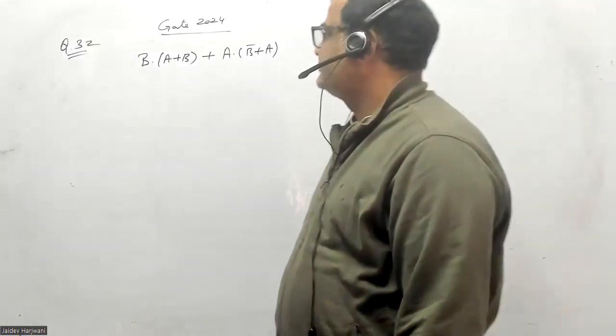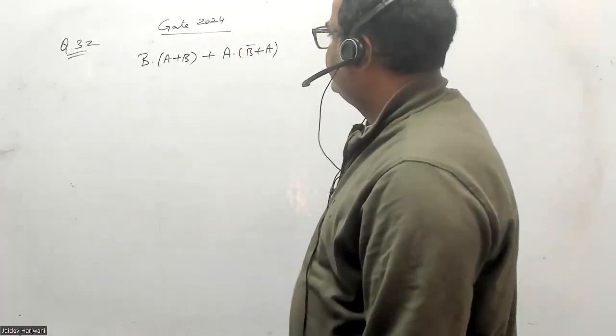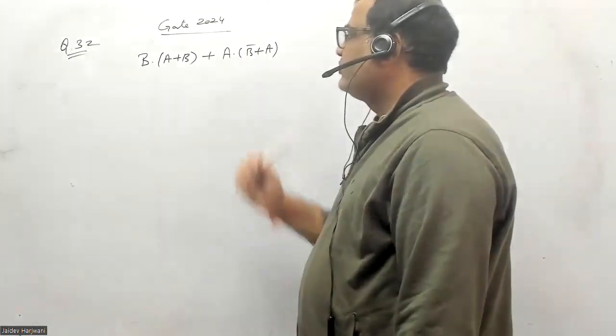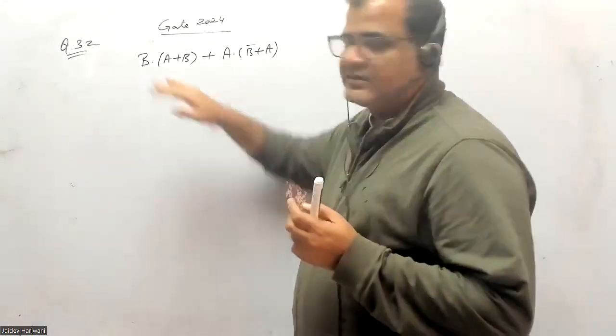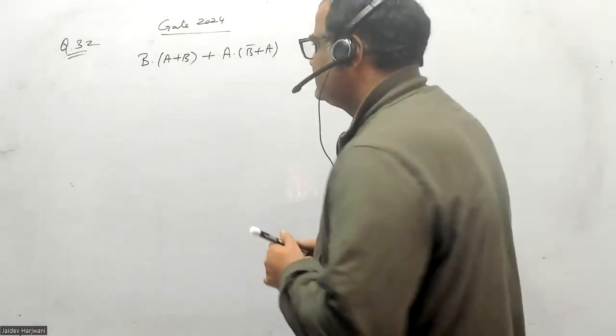So let us solve one more question from GATE 2024 question paper. In this question, they have given you a Boolean expression, and they're asking how many fundamental gates are required to implement this expression. Okay, so this is a very simple question.